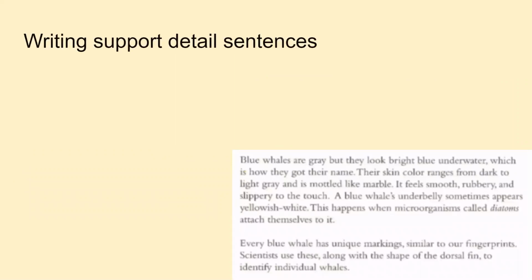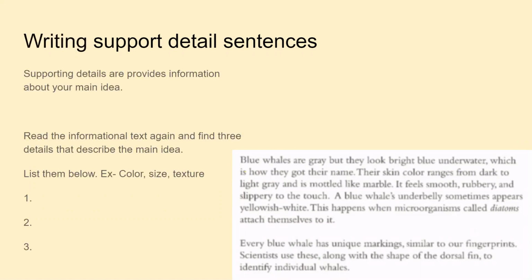Now we're going to work on writing support detail sentences. So we're going to find supporting details and make them into sentences. Supporting details provide information about your main idea. Read the informational text again and find 3 details that describe the main idea.